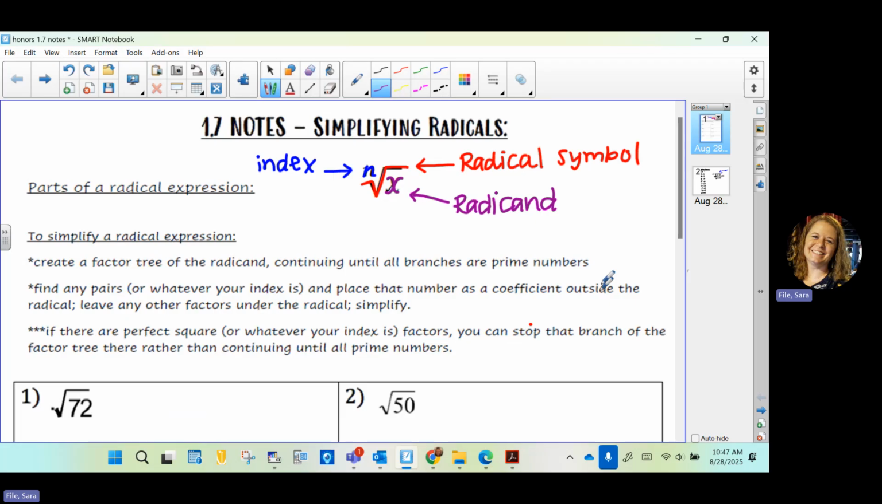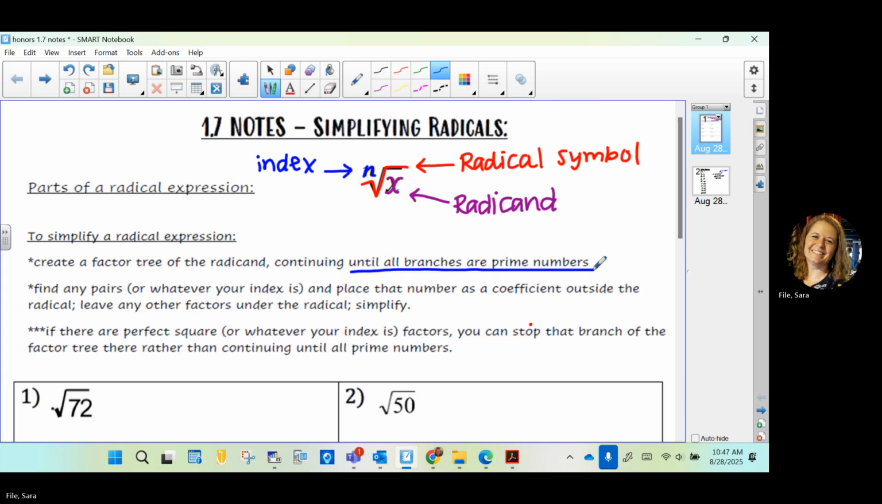Okay, a factor tree, we make little branches and we break down the numbers into factors. Remember, factors are numbers that multiply to give you that value. So you break it down with a factor tree and you can continue your factor tree until all your branches are prime numbers.